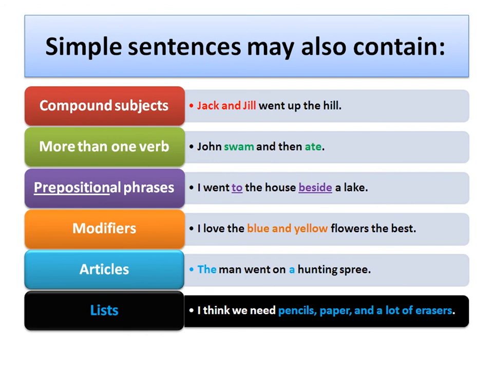You can also have a list in a simple sentence, as in the sentence, I think we need pencils, paper, and a lot of erasers. Be careful when you're looking at simple sentences with lists that you don't look at the comma and the conjunction and think that you've got a compound sentence. This is just a list. You've got commas because it's separating the items in a list, and you've got an and before the last item in the list.